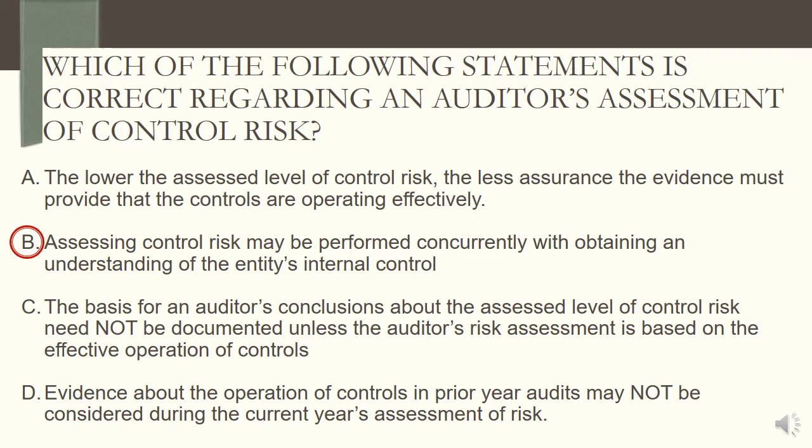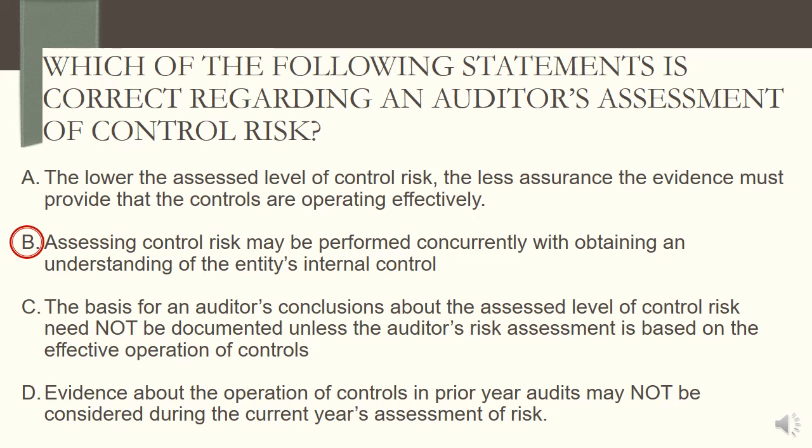Item D, evidence about the operation of controls in prior year audits may not be considered during the current year's assessment of risk. That's kind of true. You do have to gain an understanding of the controls each year. However, you can still use the prior year's assessment of risk as the basis for your current year's assessment of risk.